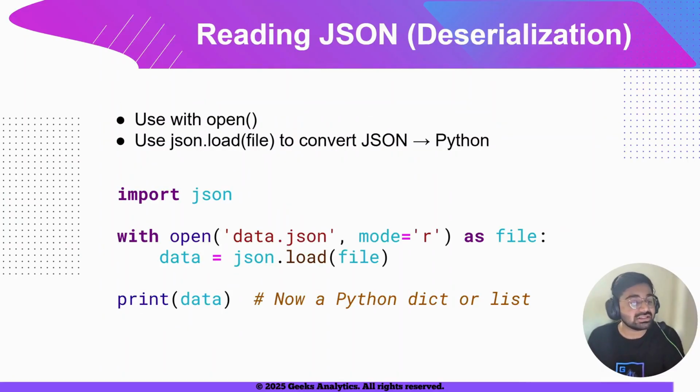That is also called deserialization. So deserialization means converting JSON formatted data into Python objects like dictionaries and lists. And we can use json.load function that reads from a file, and json.loads with an s at the end that reads from a string.